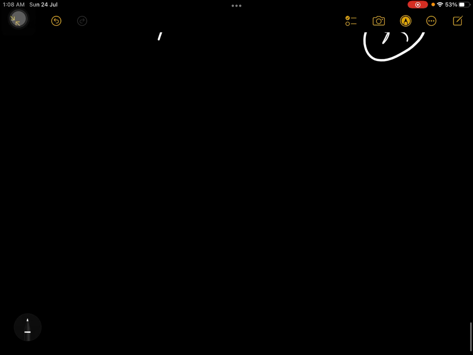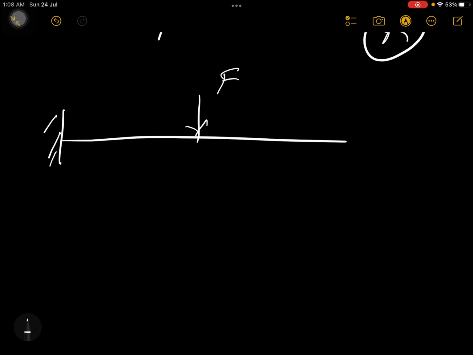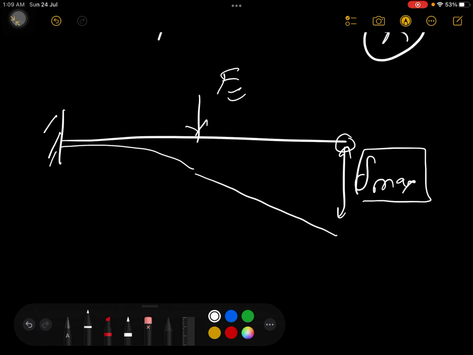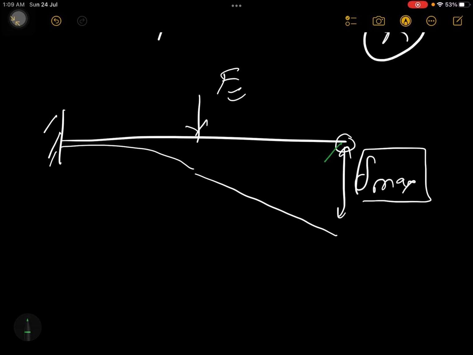Suppose you have a load here, and that load is F. Because of this load, this point will go this much down, which I will call del max. So the beam will be stretched like this and then a straight line. This del max I am getting because of this load. But imagine you keep one extra roller support. Because of this roller support you get one extra reaction here.